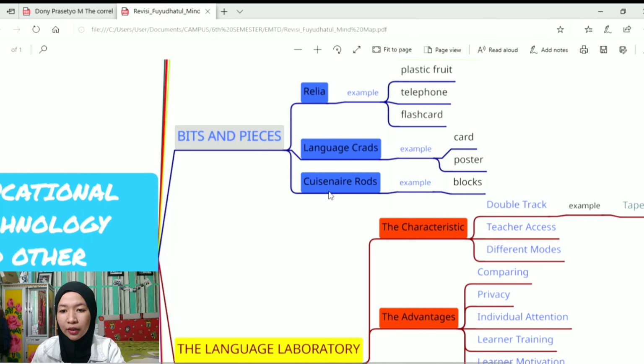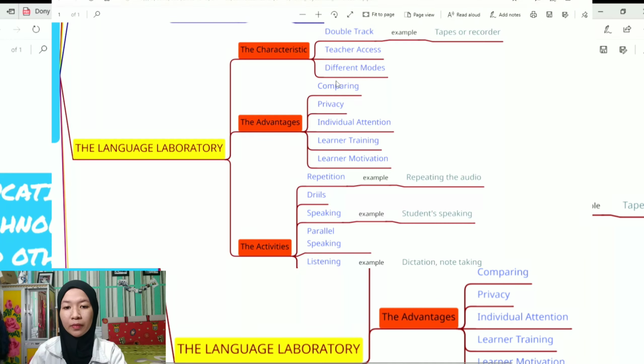And the third is stationary rods. For example, blocks. So there are small blocks of wood with different lengths. Each length is a different color, and rods are used to demonstrate word stress, assign a word of praise, teach prepositions, demonstrate color, comparative, superlative, and so on.